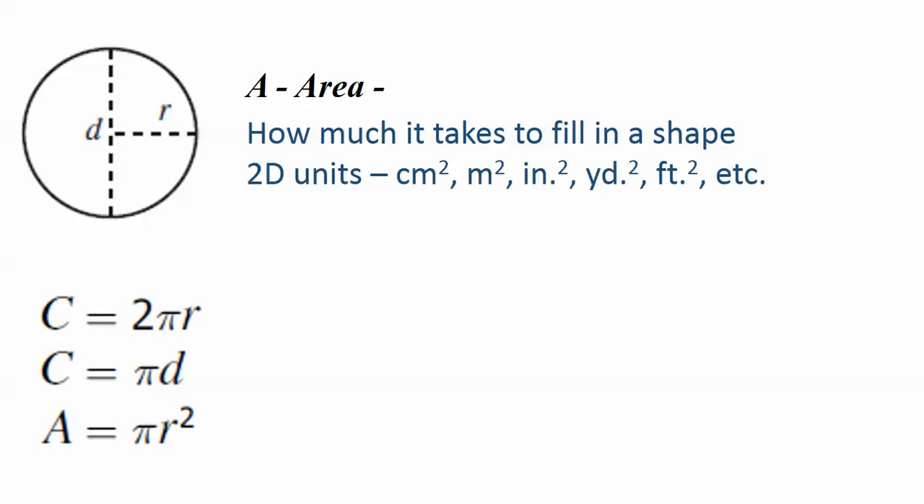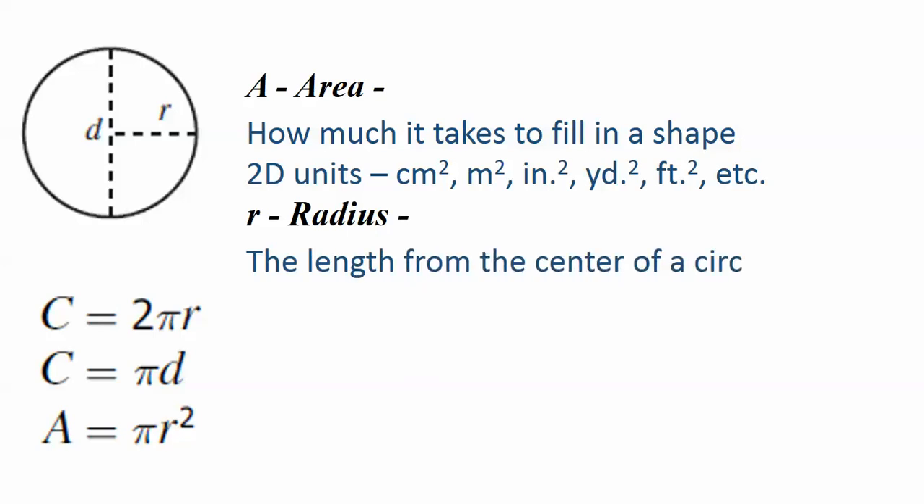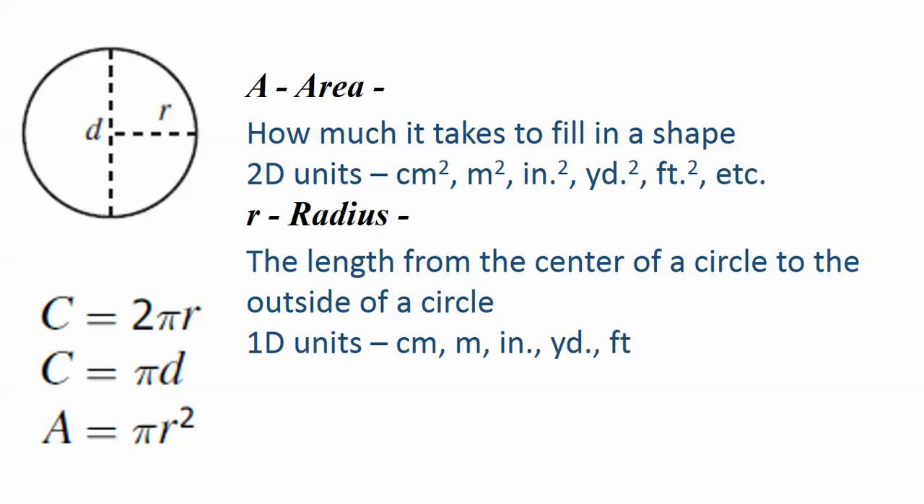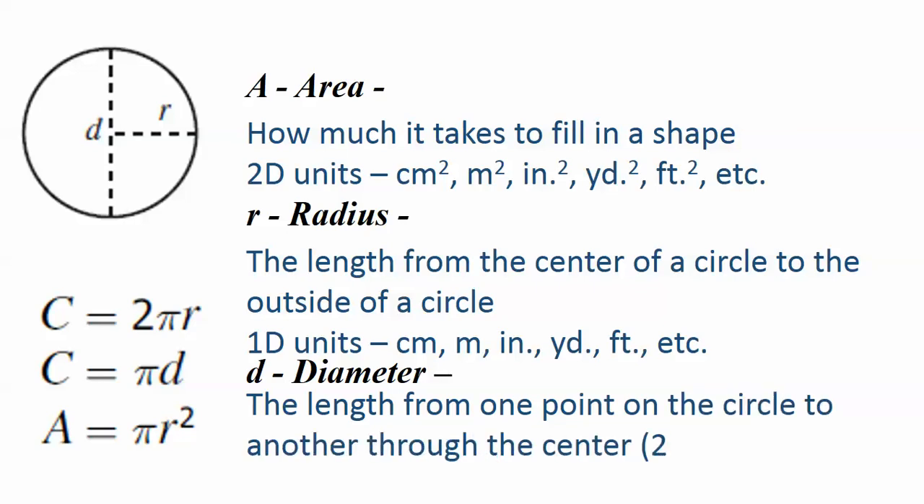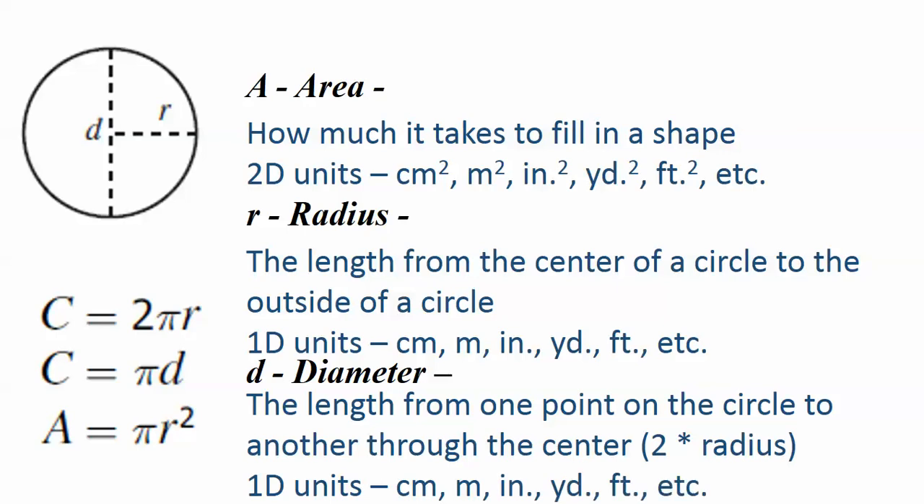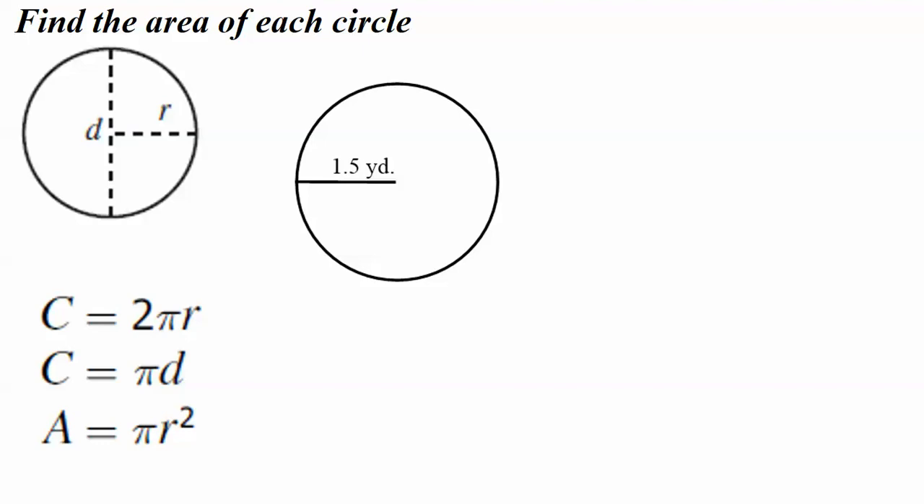I like to think of painting. You're filling it in. We have r, our radius again, the length from the center of a circle to the outside of a circle. We've seen the radius quite a bit now. And similarly, we've seen d, our diameter, the length from one point on the circle to another through the center. That is 2 times our radius. Recall that we also discussed these two for circumference. So now let's use our formula sheet to find the area of each circle.